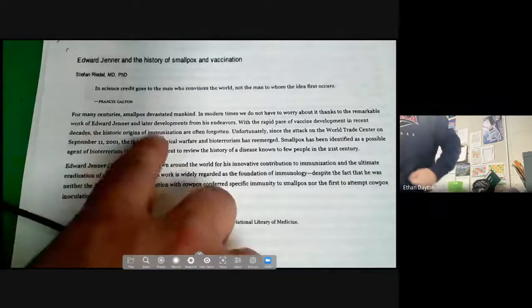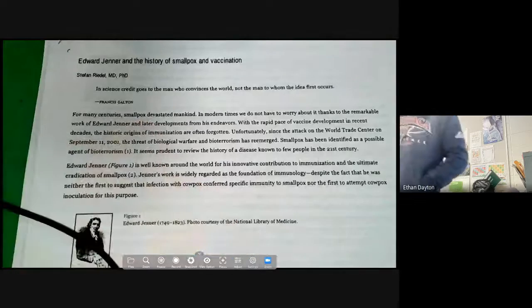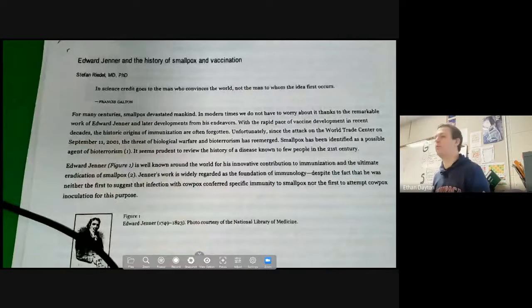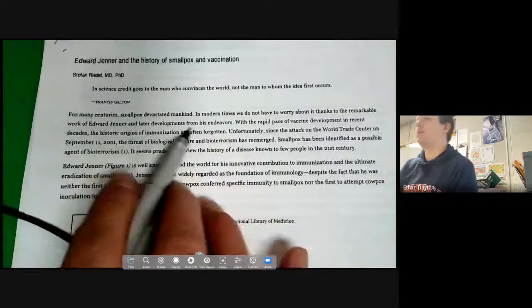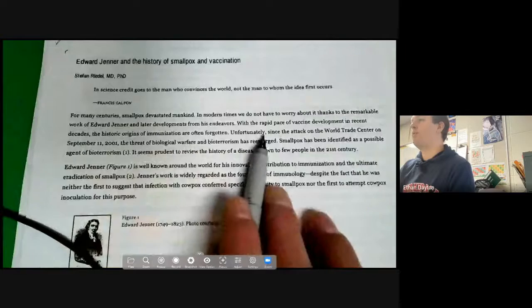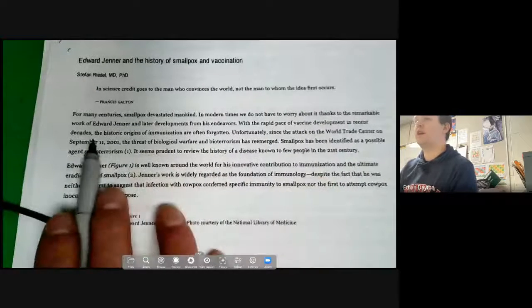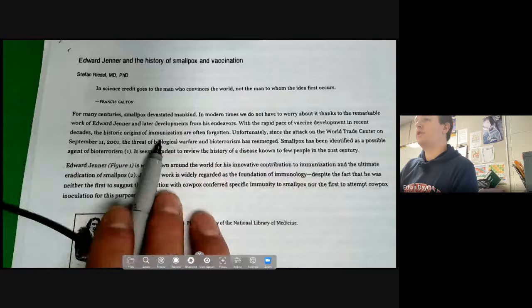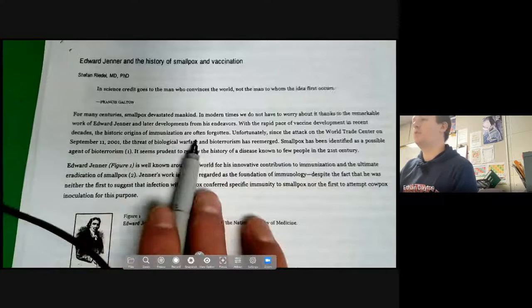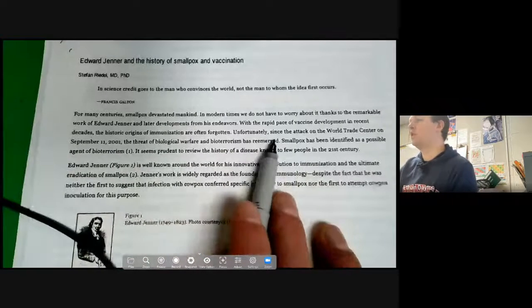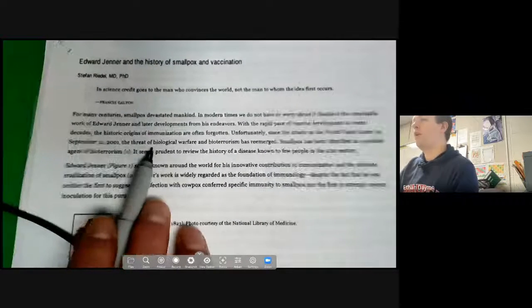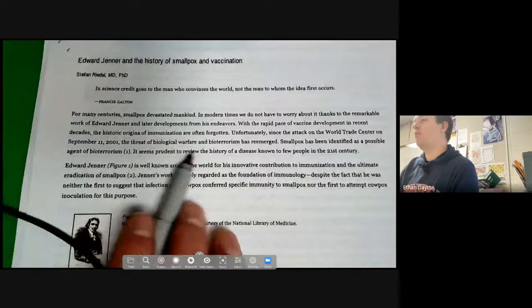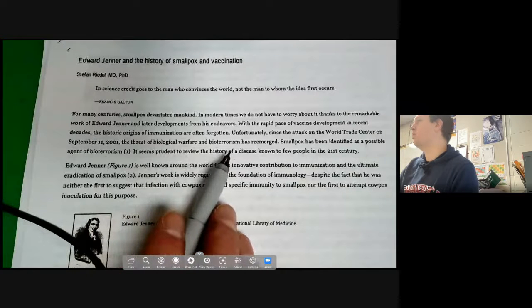For many centuries, smallpox devastated mankind. In modern times, we don't have to worry about it thanks to the remarkable work of Edward Jenner and the later developments from his endeavors. With the rapid pace of vaccine development in recent decades, the historic origins of immunization are often forgotten. Unfortunately, since the attack on the World Trade Center on September 11th, 2001, the threat of biological warfare and bioterrorism has reemerged. Who knows what biological warfare is?